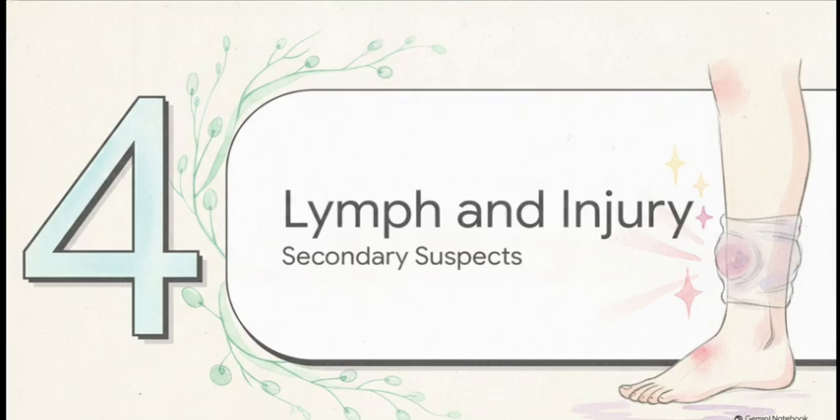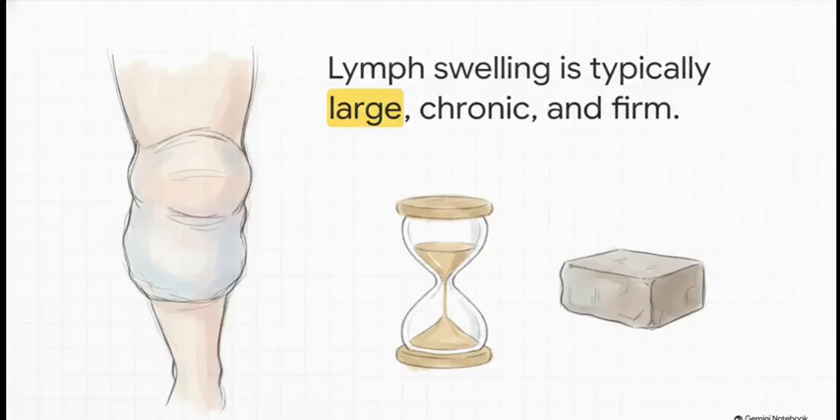Let's jump into Section 4, lymph and injury, the secondary suspects. Next up, let's examine the unique clues left behind by lymphatic issues and physical trauma. Lymphatic obstruction might sound a bit like a terrible dating profile. You know, large, chronic, and firm, but it's actually a fantastic clinical clue.